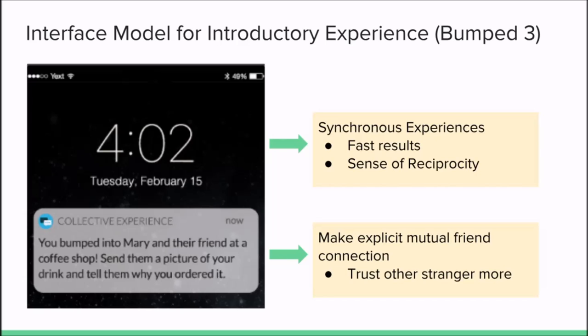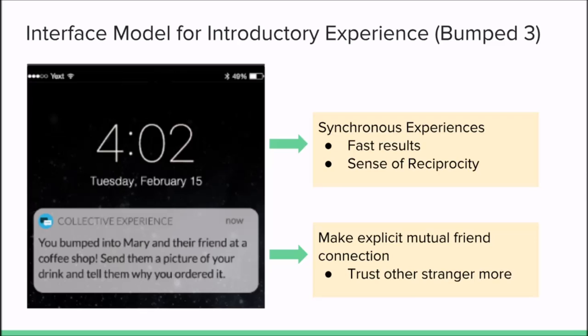Okay, so how does this design argument manifest in the interface models for just the introductory experiences? We can do that first. The system makes these experiences synchronous, meaning that all three people in the triad have to be in the correct situational context so that they can even do the experience. Why did we design it that way? Well, by having synchronous experiences, we can get results much more quickly from the other two people.